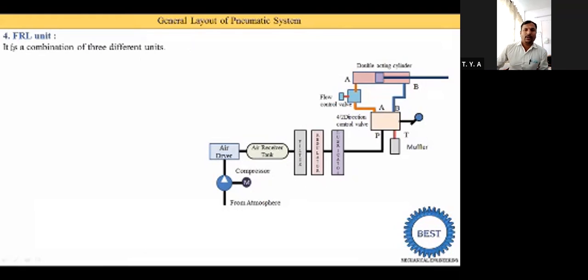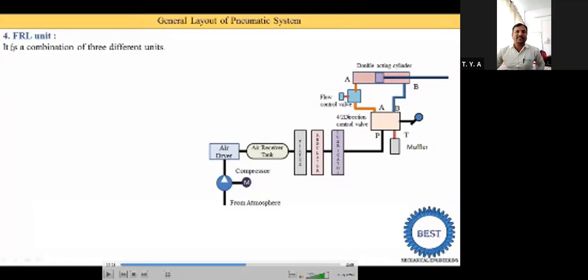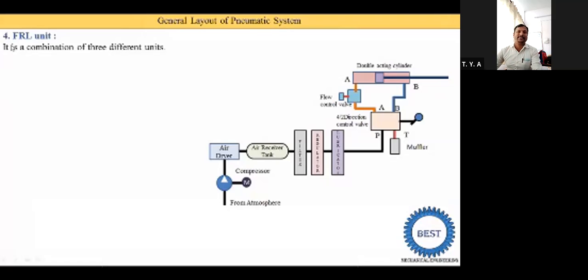We have gone through the hydraulic system, and in the entire unit, section number 1, you haven't heard about this FRL unit. But the major difference between hydraulics and pneumatics is that in a pneumatic system, we have to filter our air, correct? We need to regulate it and lubricate it also.